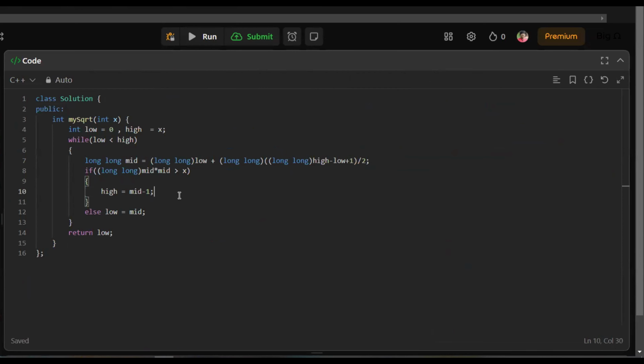In this problem, the code is pretty simple. At first, we are given a function named mySqrt, with a parameter x. Now we are taking two variables, low and high. Now we are repetitively checking whether low is less than high. Here we are calculating the mid value. And if the mid squared is greater than x, we have to shift our high pointer to mid minus 1. Otherwise, we have to shift our low pointer to mid. Finally, we have to return low. I hope you understood the code.